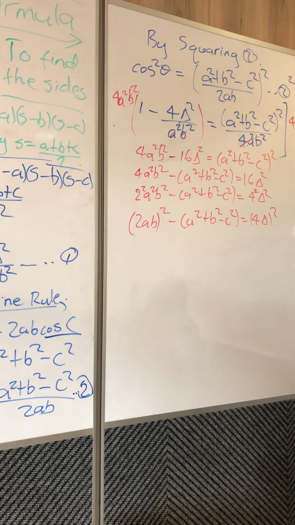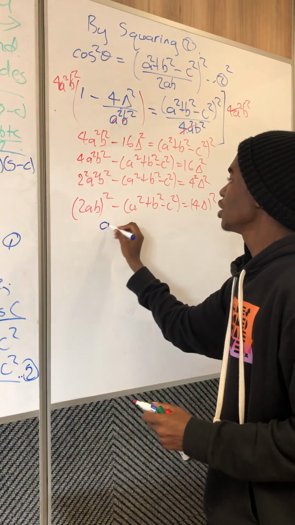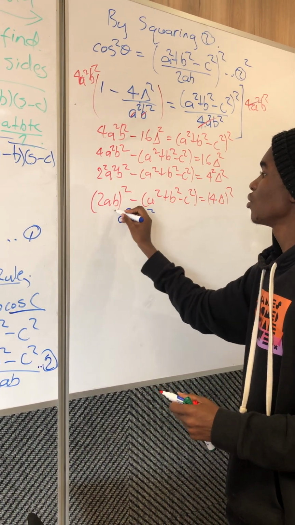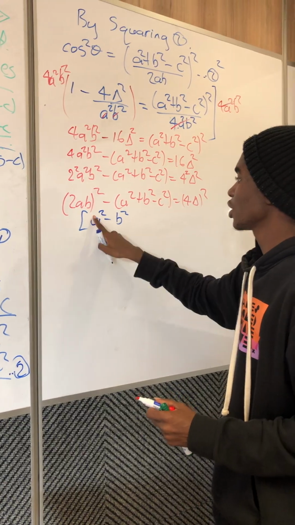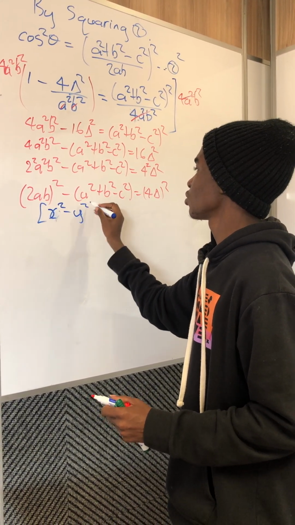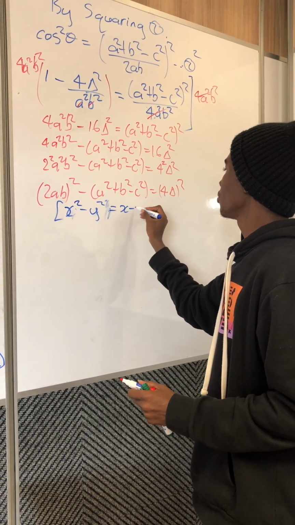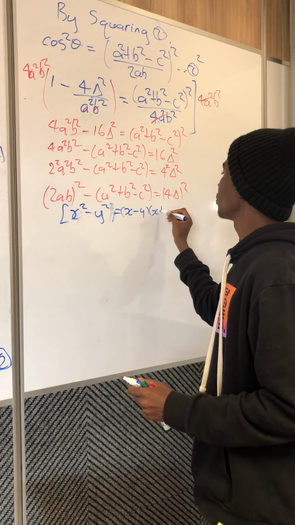Here we have this in the form a squared minus b squared, which is the difference of two squares. Let me use x and y so as not to confuse you. So x squared minus y squared should be equal to x minus y times x plus y.